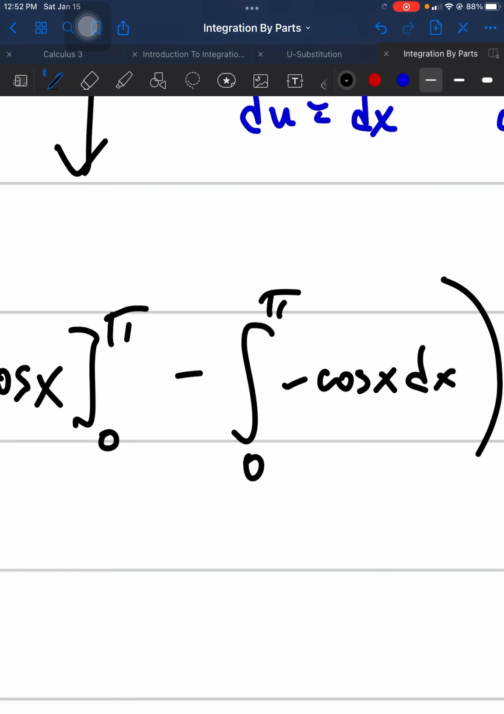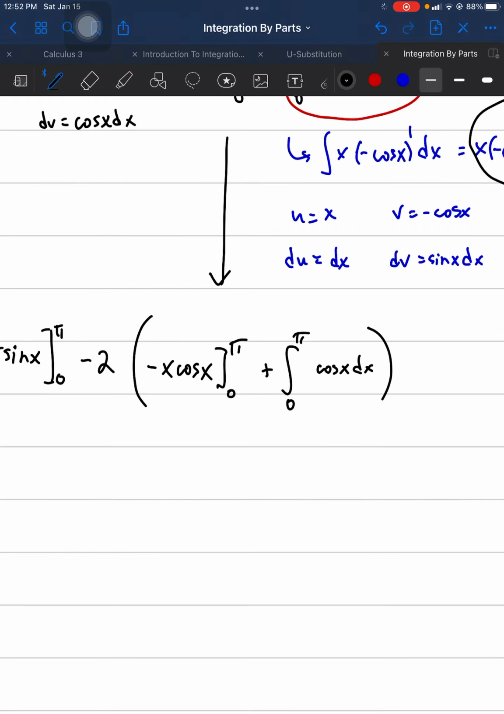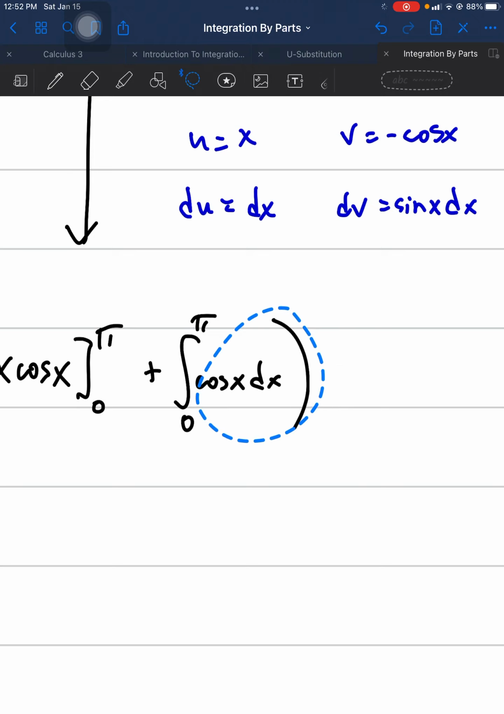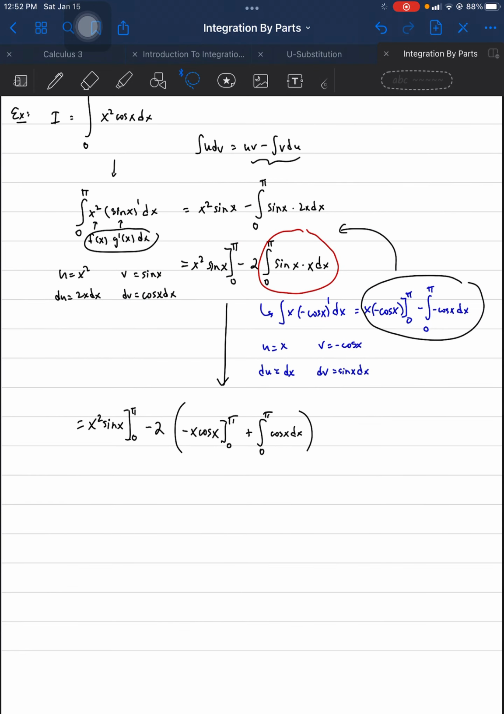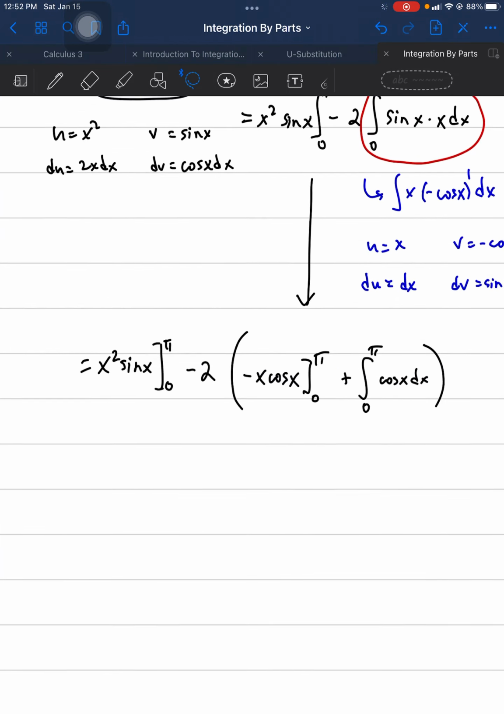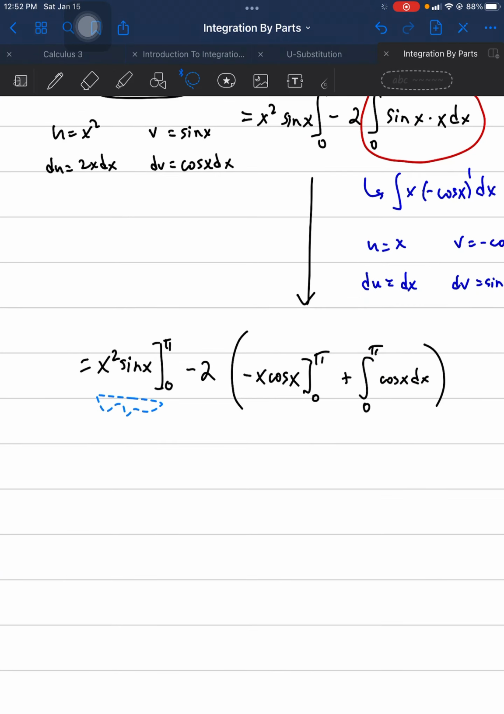But in order to simplify this a little bit more, we can use the constant rule again. This is just a -1, right? So we can pull out the -1 outside and just make this a positive. So we can just pull out the negative right here, like that. So that's what we end up with so far, right? Now we have to evaluate from 0 to pi. So let's do this all separately, this and this entire thing.